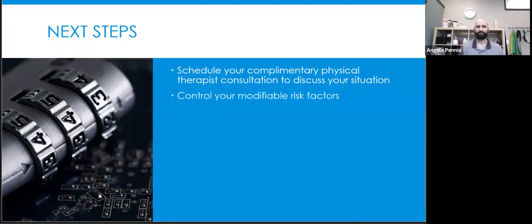We're going to control modifiable risk factors like we talked about earlier. I want to initiate a cross-training routine, again, to move in different ways and challenge other muscles that you might not normally challenge, to make sure you have a nice, stable, steady knee.